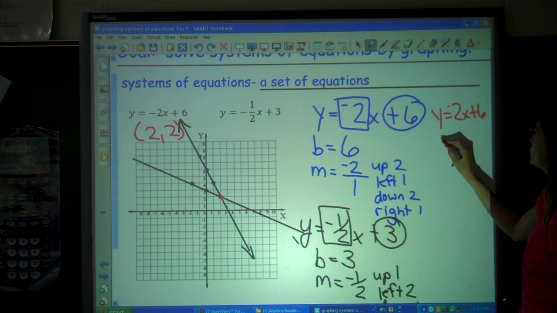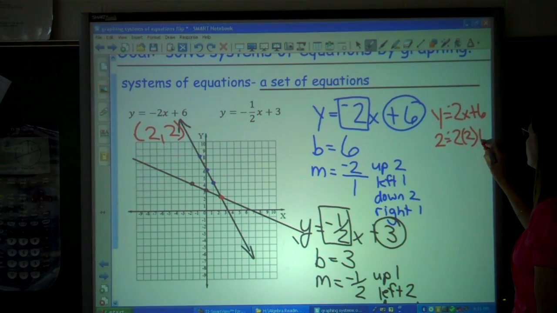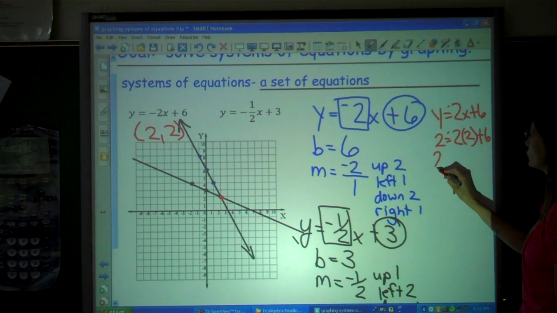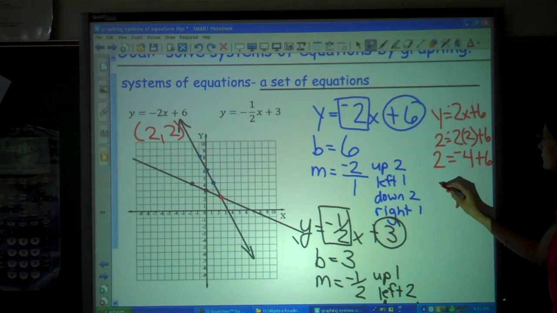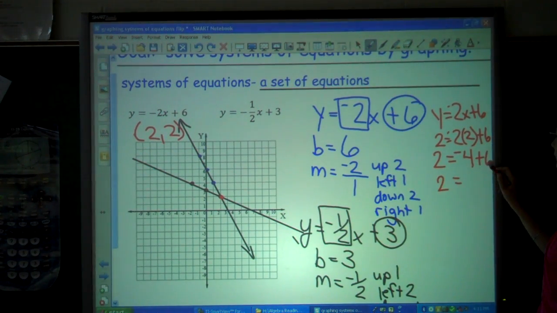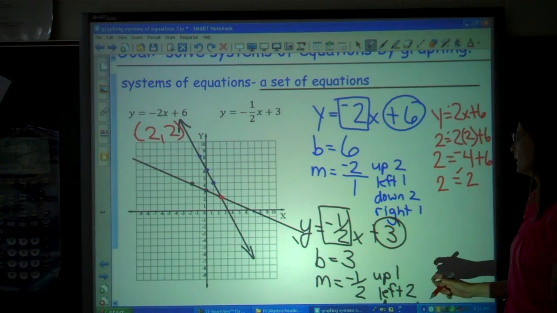So y is 2. Negative 2 times 2 plus 6. So 2 should equal negative 2 times 2, which is negative 4, plus 6. So 2 should equal negative 4 plus 6, which is 2. And that's a true statement. So when x is 2 and y is 2, that makes this equation correct.